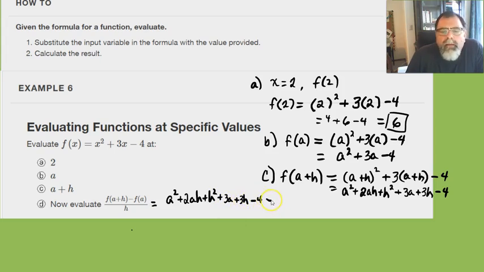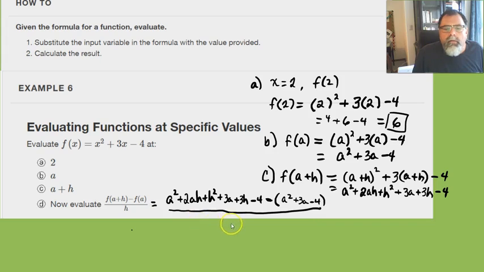And then minus, now here's where a lot of people mess up. We're going to do f of a, you've got to put that in parentheses. a squared plus 3a minus 4. Should have had some separation here, but okay. And then that whole thing over h.